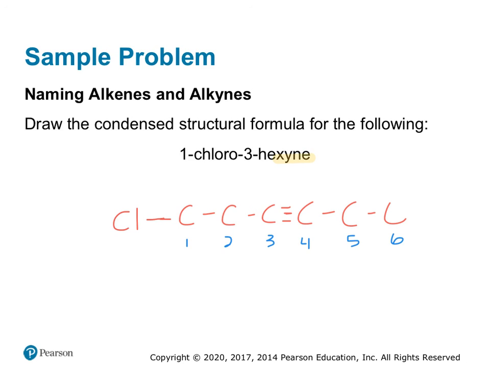And then now I'm going to add in my hydrogens. First carbon already has 2 bonds, so it needs 2 hydrogens. This guy needs 2 hydrogens. The 3 and 4 don't need any hydrogens. 5 needs 2 hydrogens, and 6 needs 3. So that would be the 1-chloro-3-hexyne. So as you can see, naming the alkenes and alkynes is very similar to the first system, the alkane system.